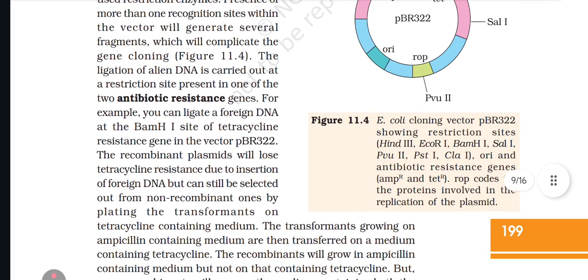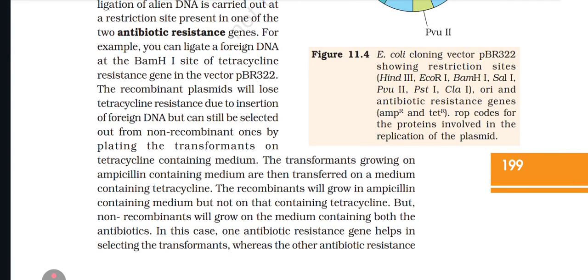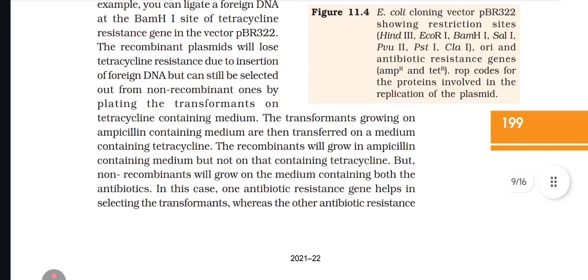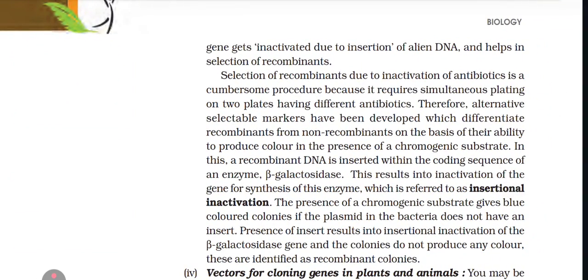The recombinant plasmid will lose tetracycline resistance due to insertion of foreign DNA but can still be selected out from non-recombinant ones by plating the transformants on the tetracycline containing medium. The transformants growing on the ampicillin containing medium are then transferred on a medium containing tetracycline. The recombinants will grow in ampicillin containing medium but not on that containing tetracycline, but non-recombinants will grow on the medium containing both the antibiotics. In this case, one antibiotic resistance gene helps in selecting the transformants, whereas the other antibiotic resistance gene gets inactivated due to insertion of alien DNA and helps in selection of recombinants.